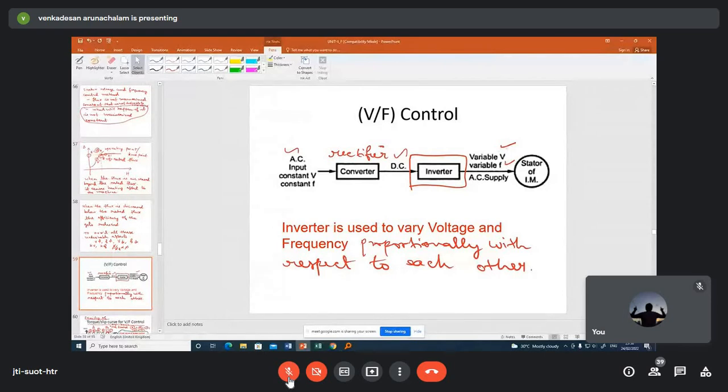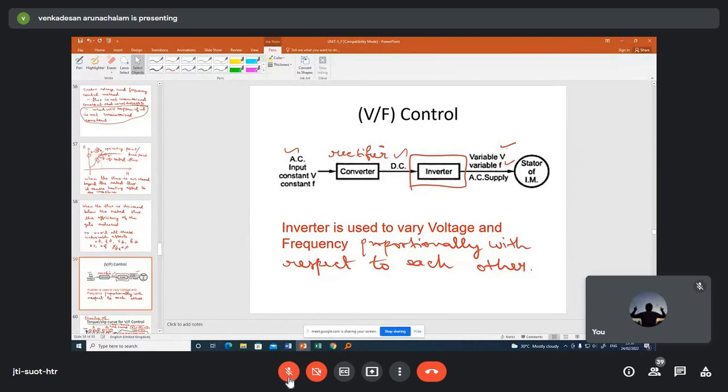Right? So the inverter is used to vary the voltage and frequency proportionately with respect to each other. Not much discussion about the inverter is required at this level, only note down the name. The inverter, that is the power electronics converter, is used to vary the voltage magnitude and frequency of the stator supply. Okay? So that is your V by F control method.